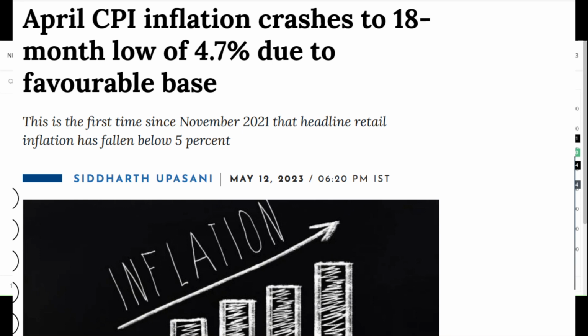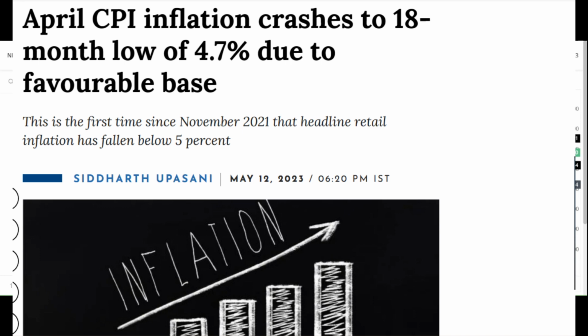तो from 5.66% से 4.7% आ गया है इन्फ्लेशन डेटा. So this news is very good for the market.